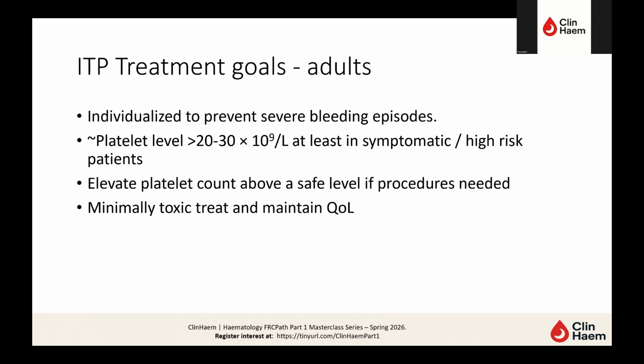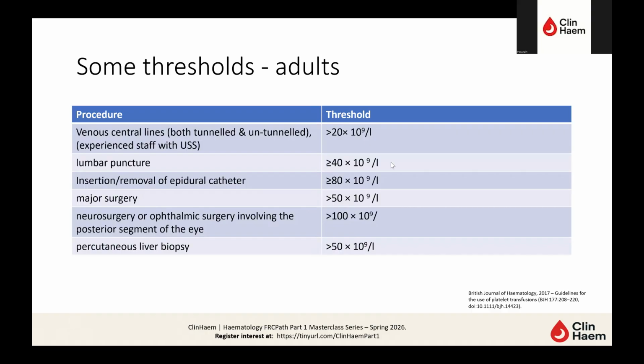But very important and definitely should be mentioned in the exam, but also in real life, you have to give minimally toxic treatment to maintain good quality of life because that's very important. And some thresholds quoted in the guidelines, so PICC lines, etc., can go in if the platelet count is more than 20 in the right hands, lumbar puncture for 40 and above. So any major bleeding or major surgery, usually 50, but neurosurgery or neurosurgical bleeding or procedures, we need more than 100 because we're very high risk for obvious reasons.